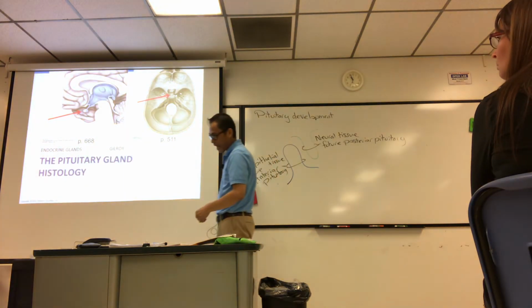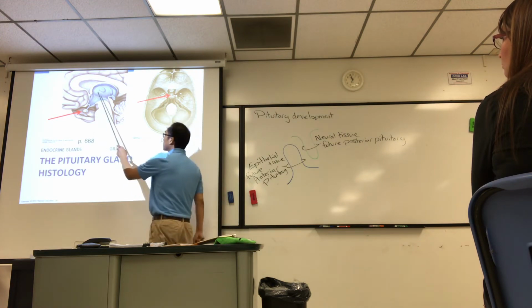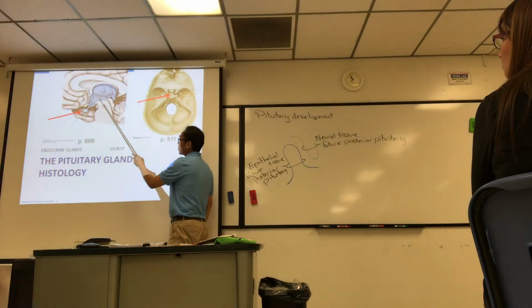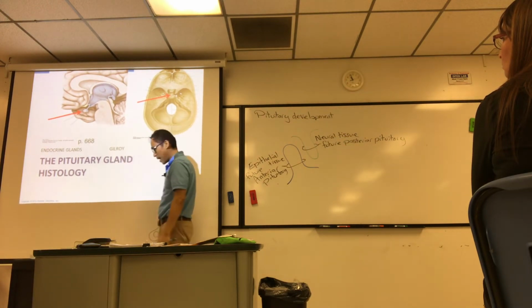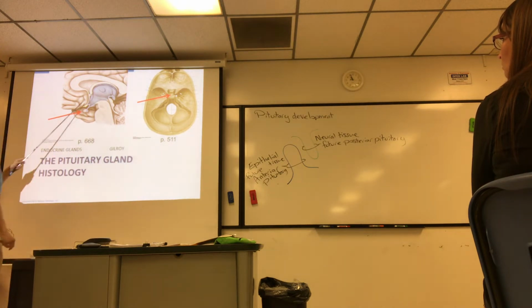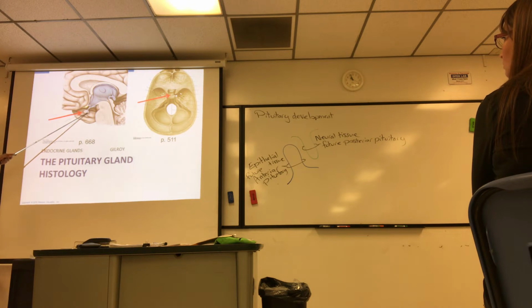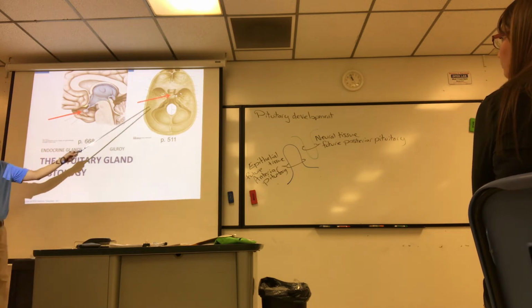You're looking at a sagittal section through the brain. There's thalamus, hypothalamus, midbrain, pons, and there's pituitary right there. Notice that on the illustration, the gray tissue extends down to there because the posterior pituitary is neural tissue.